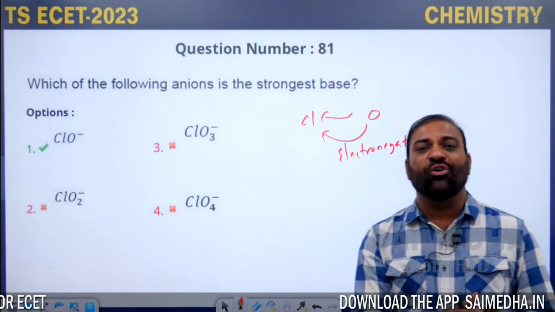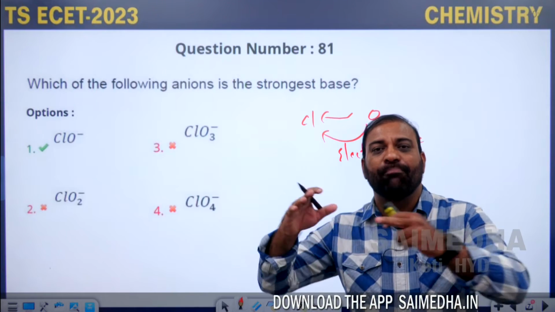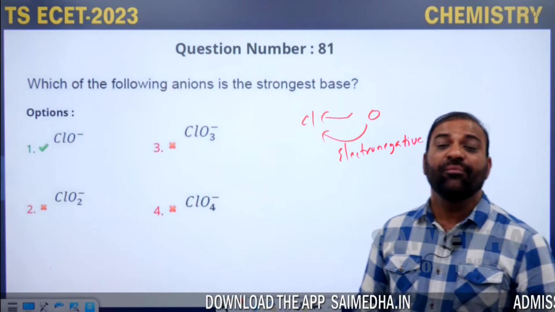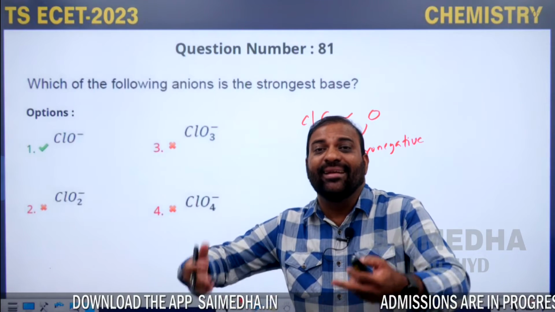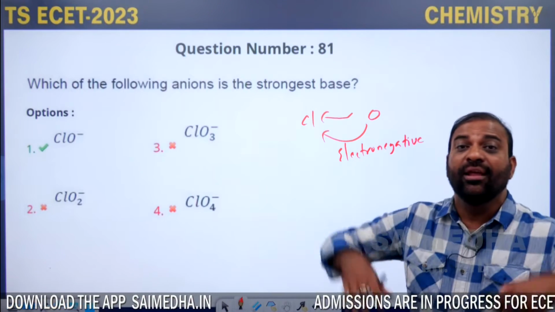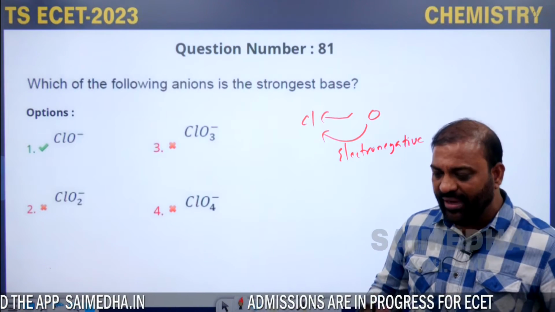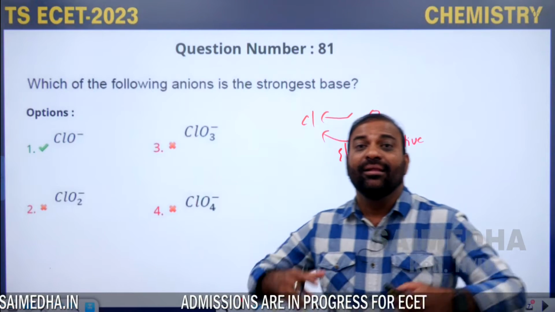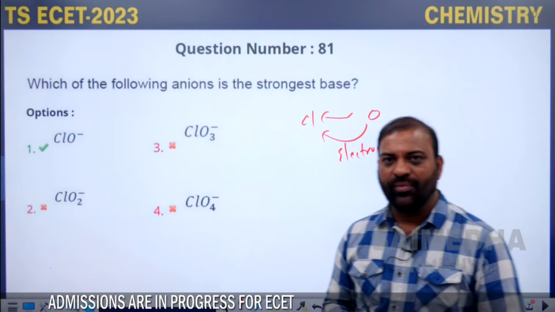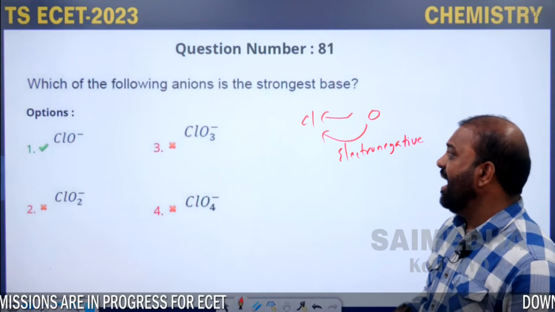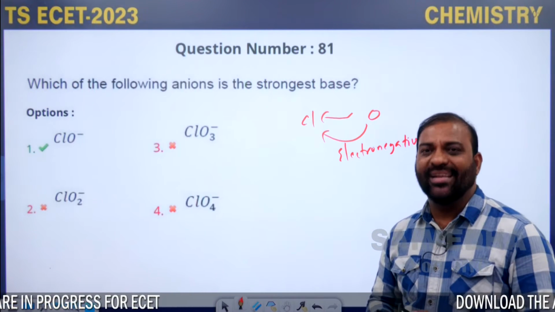As the number of oxygen atoms increases, the positive charge on chlorine atoms increases. In that case, what will happen? The tendency of accepting a proton will be reduced. According to Bronsted-Lowry, the substance that accepts a proton is a base. A Bronsted base is a substance that accepts a proton, that means H plus.